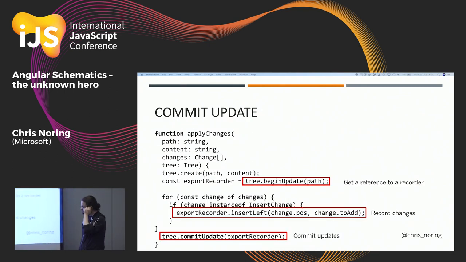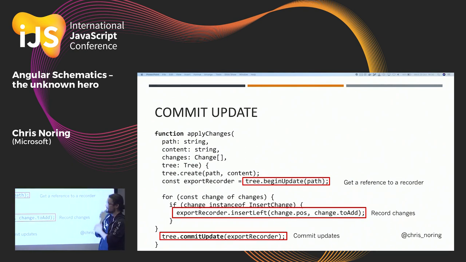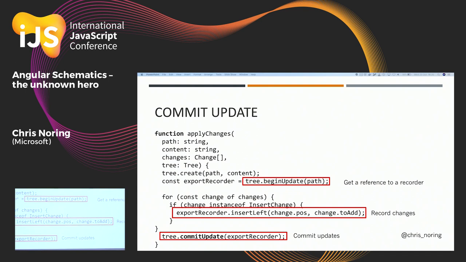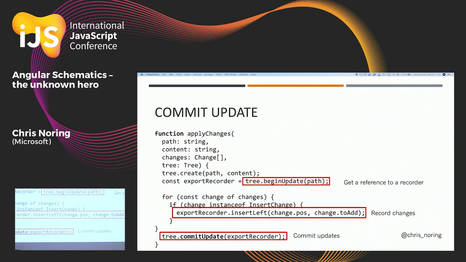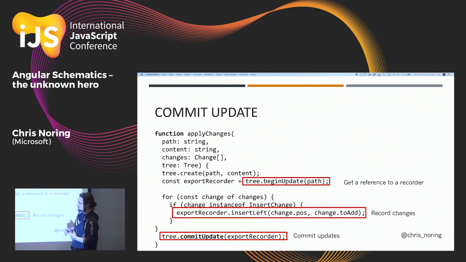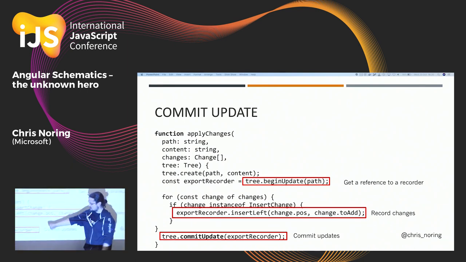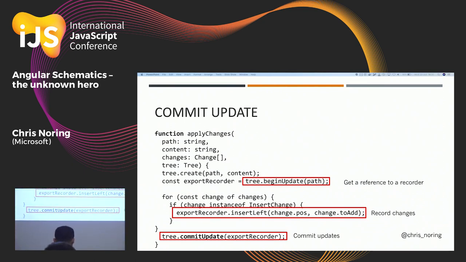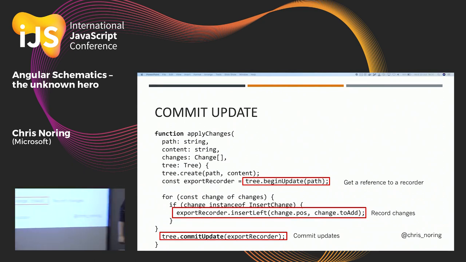Now what? We want to commit this update, right? So we define this apply changes function. We want a reference to a recorder. So the first thing we do is to call on the tree, we call begin update on a certain path. Now we have a recorder, and hopefully we have a list of changes, which means we do a bunch of inserts, a bunch of updates and deletions and so on. After we have applied all of these changes, now it's time to commit. Now it's time to say, save, I actually want to do this for real.